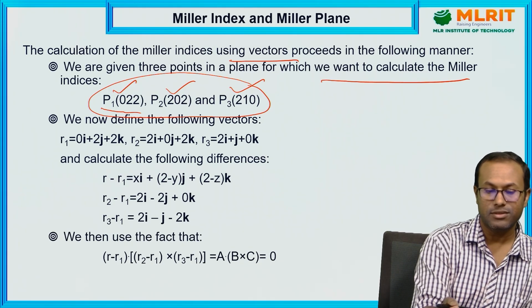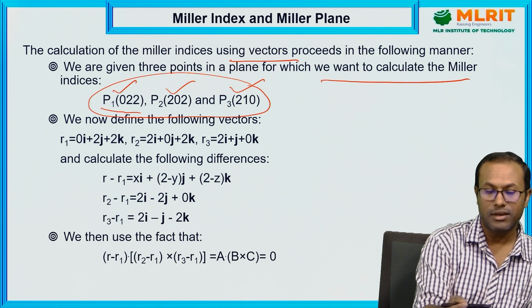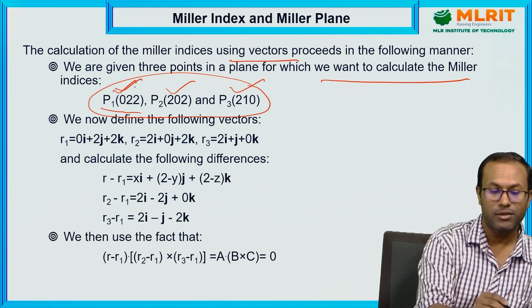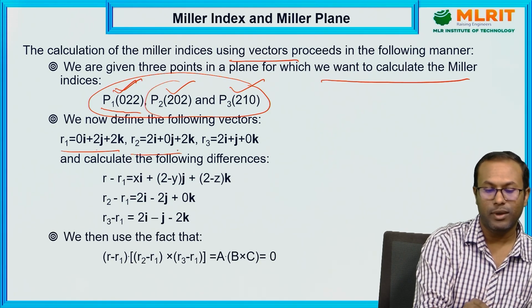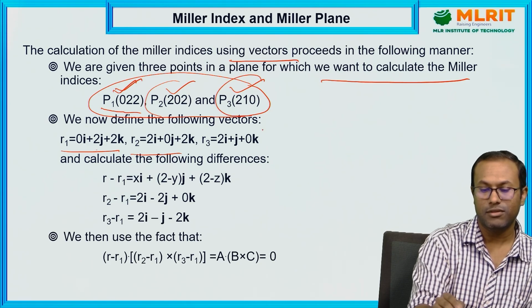Suppose now in this case we have to deal with it in a slightly different way. This point we write in vector form as 0 i cap, 2 j cap plus 2 k cap. The P2 point is determined by 2 i cap, 0 j cap plus 2 k cap, and P3 is also in this way.